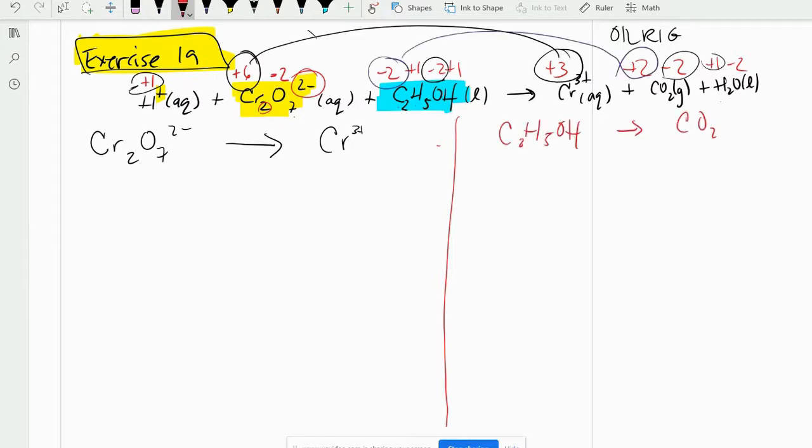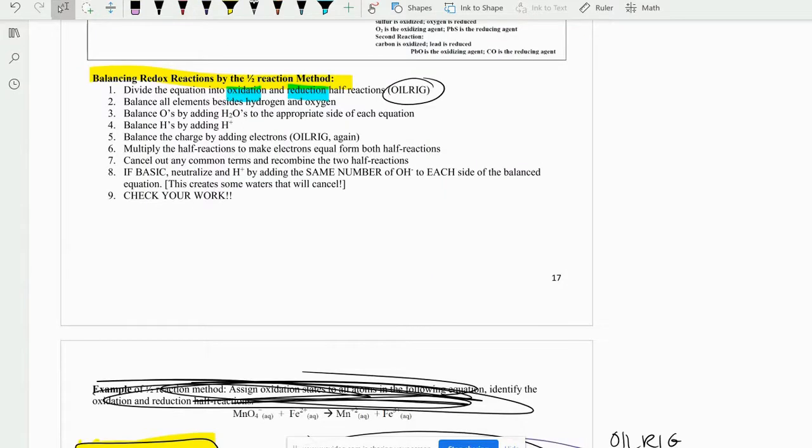Okay, and for space reasons, I'm not going to include the state of matter, you guys. I'm just going to go ahead and skip that for now to make this a little bit cleaner on the board. All right, I know that seems like a lot, but that was the first step. So apply oxidation state rules, figure out what species was oxidized, which species reduced, and separate those reactions, okay? The next thing you're going to do is balance all the elements besides hydrogen and oxygen.